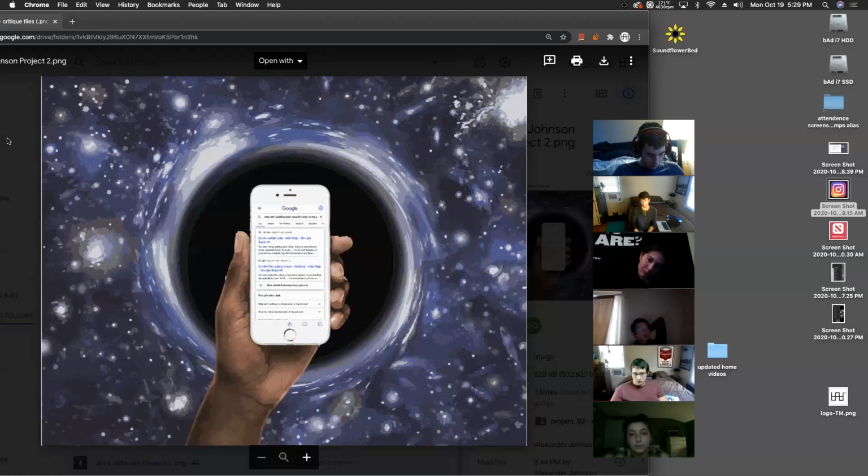Yeah, I have the Google searches. Why are there so many ads popping up on my phone, or something like that? I forget exactly what I put, but basically I just took a screenshot and layered that on top of the phone to give the screen some content.